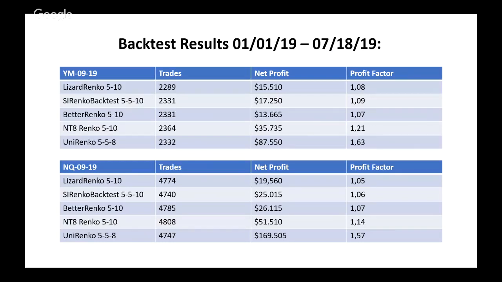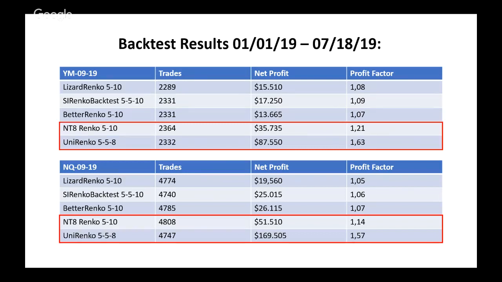So what we see here is the backtest performance for the NinjaTrader 8 Renko and the UniRenko is significantly different than the other Renko types. So we have huge profits here, decent profit factors. Whereas the other ones are showing us, okay, this is barely enough to cover slippage and commission costs. And so it's, of course, not showing us that the NinjaTrader 8 and the UniRenko are better choices for your trading.